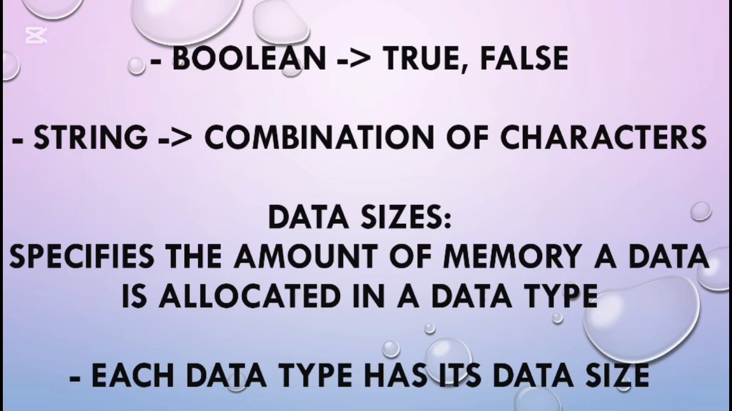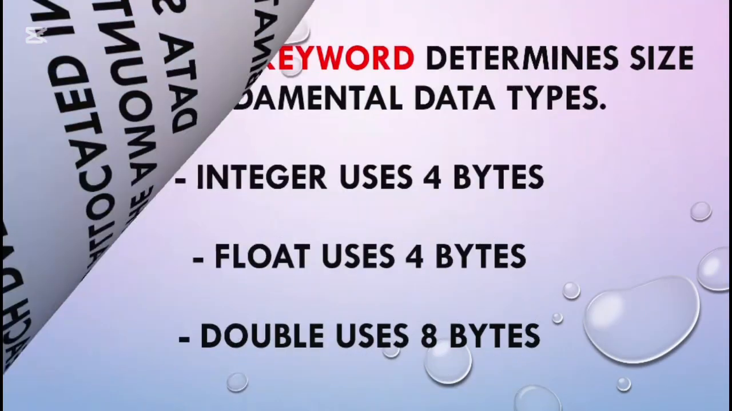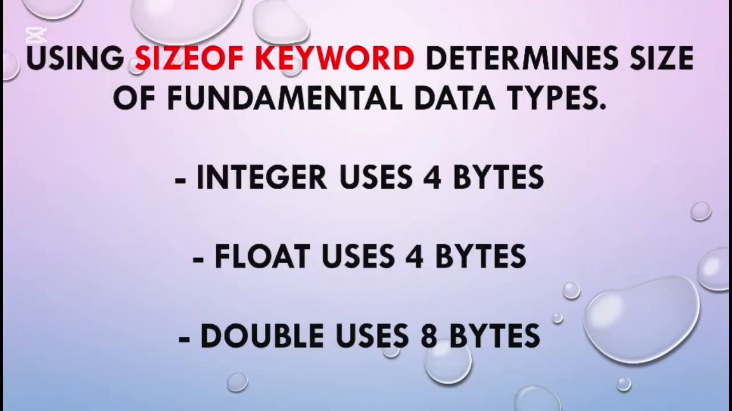Then we come to data size, which specifies the amount of memory allocated to a data type. Each data type has its data size. When we take integer, it has a data size. We take float, it has a data size. The integer data type has 4 bytes. The float also has 4 bytes, and the double has 8 bytes.